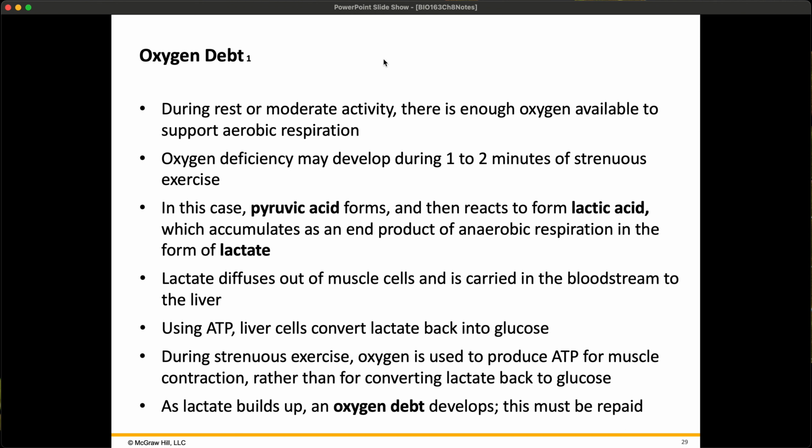So now let's talk about oxygen debt. Let's say that you are working out, or you're running from something, or whatever it may be, and your body is having to use up a lot of energy. If that isn't the case, if you're just resting, then your body has enough oxygen for it. But if you have been putting in a lot of effort and exertion, you start to form what's called pyruvic acid, and then that turns into lactic acid.